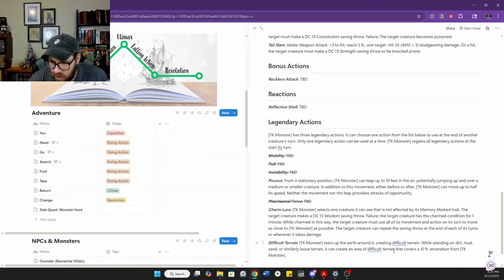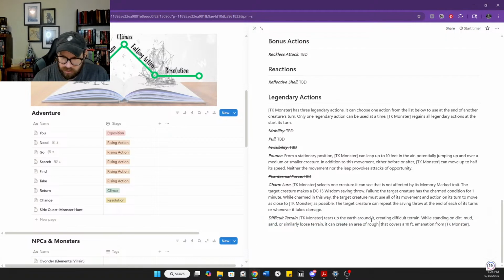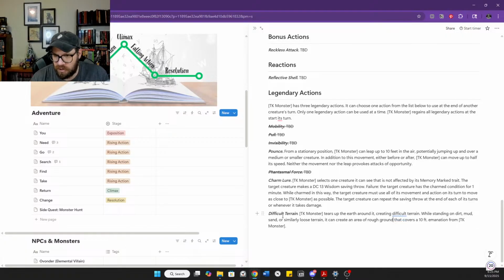Actually, we'd probably say an area of rough ground. It covers a 10-foot emanation from the monster. This area counts as difficult terrain for all creatures except TK monster. Meaning it retains its mobility while this reduces mobility for other creatures.